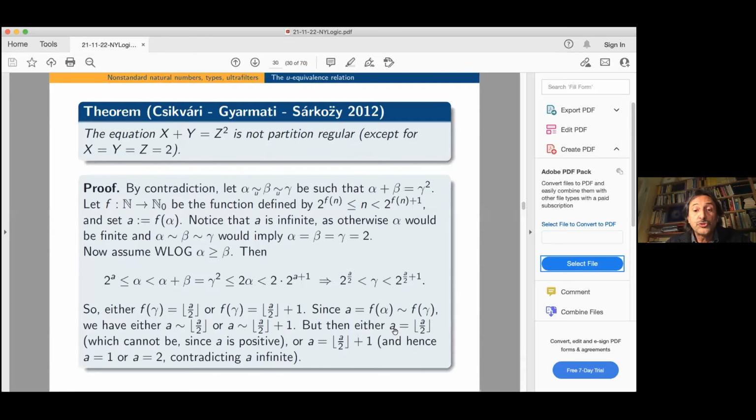So the conclusion is that either a is the same as the integer part of a divided by 2, and this cannot be because a is positive, or the other equality, the integer part of a divided by 2 plus 1. But then it must be a equal 1 or a equal 2, which is against the assumption that a was infinite. And this is the proof.